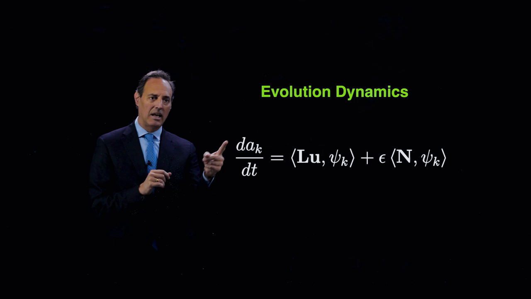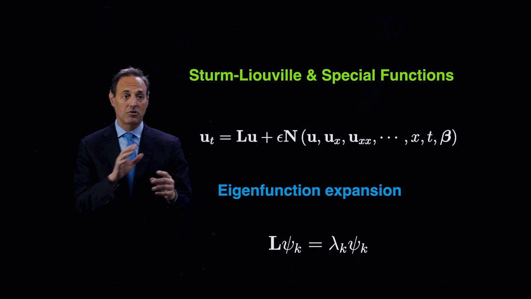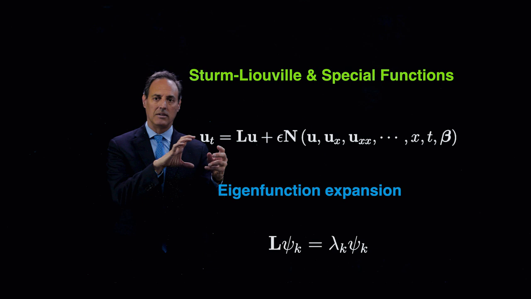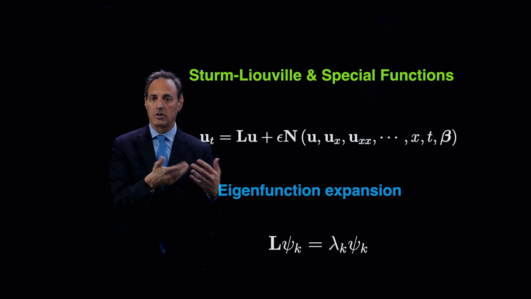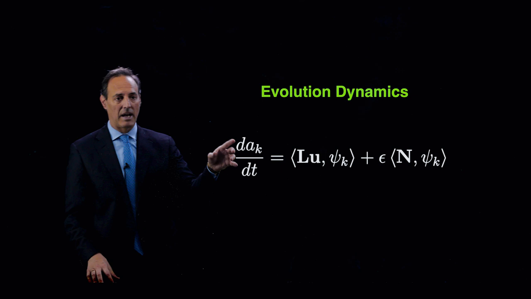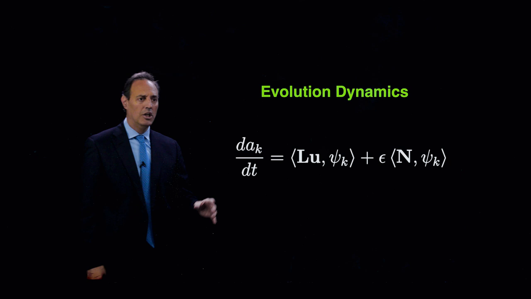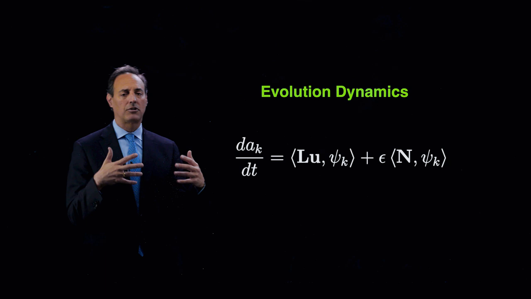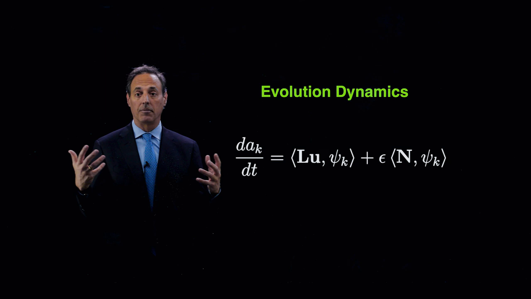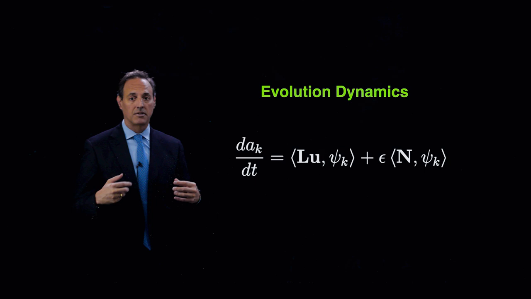So now I get the evolution equations, dA_k/dt. I'm going to do an expansion, remember, for this u field in terms of a sum of a_k times psi_k. And I know what the psi_k are. They're right here. So the only thing I have to determine is what's going on with the a_k. And the a_k I get from putting that expansion back into the PDE, taking the inner product, using the orthogonality properties of these eigenfunctions, and here is your evolution dynamics. So that's in a nutshell what we've learned as spectral theory, or spectral representation for solving PDEs. Spectral methods, this is what they are. Find a basis, expand in that basis, project into that basis, and get your evolution dynamics.